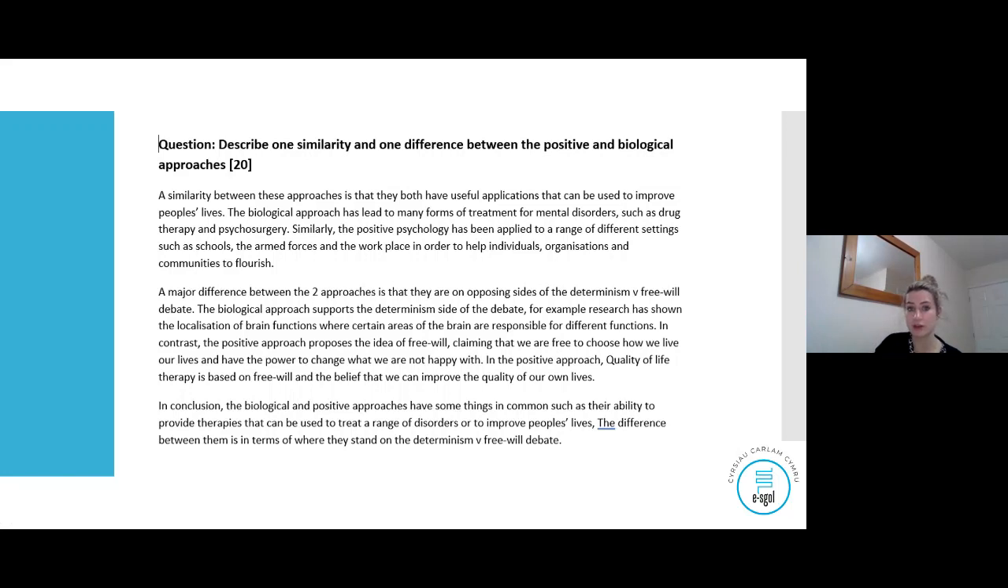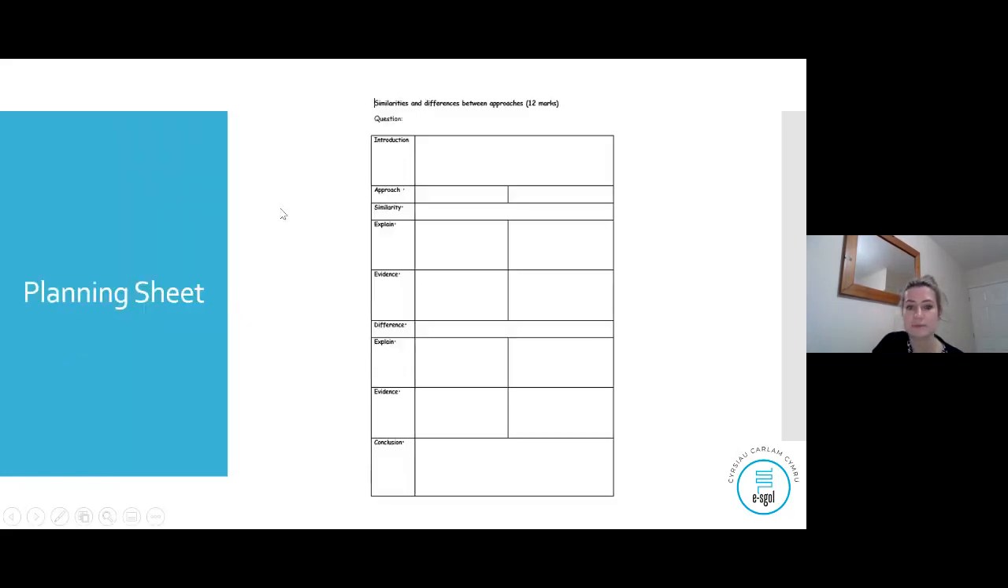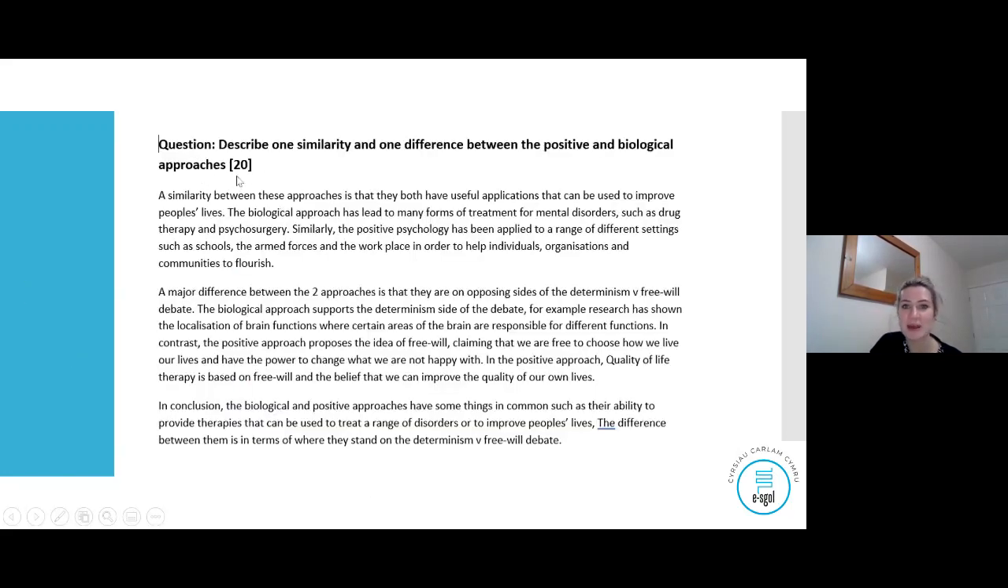So are they too different? Are they similar? What does the writer of this essay think? Also, I've just noticed that this says 20 marks. That's incorrect. Okay, 12-mark question. Don't panic at that 20 marks.